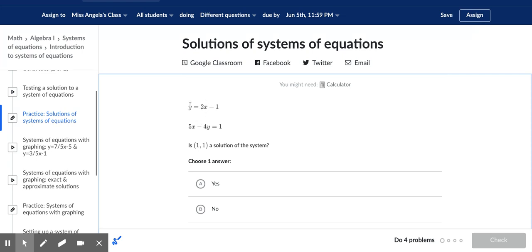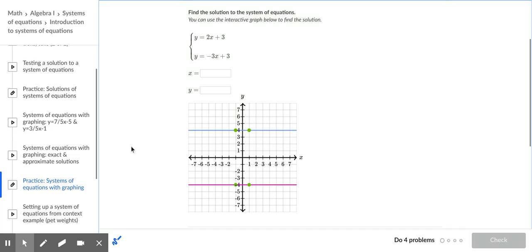So y is 1. So 1 equals 2 times 1 minus 1. Well, 2 times 1 is 2, minus 1 is 1. So on this side you get 1, and this side you get 1. 1 equals 1 is true. So (1, 1) is in fact a solution to this system. So the point is, for something to be a solution to the system, it has to be true for both equations.